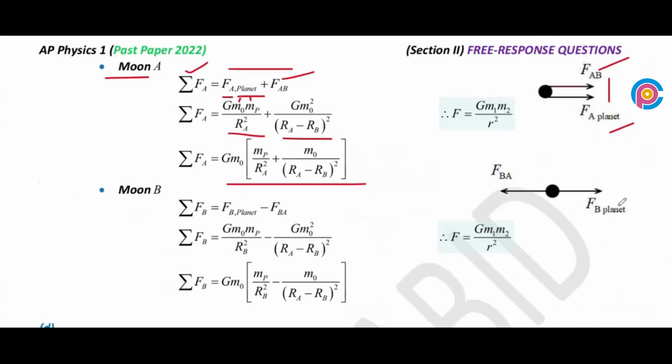Now for moon B, both forces are in opposite directions, so there is a minus sign. The net force is equal to F B-planet minus F BA. From the planet and the moon, G m naught mp over RB squared, where RB is the distance between the planet and moon B. RA minus RB is the distance between the two moons. Both have the same masses, so G m naught squared. We can factor out G m naught. This is the mathematical expression for the net force on moon B.